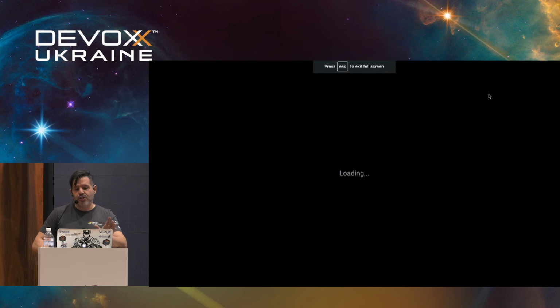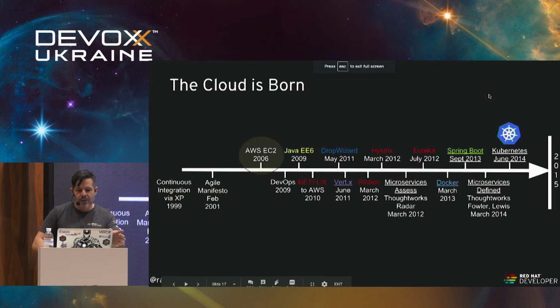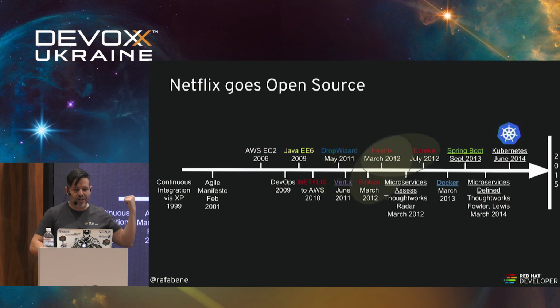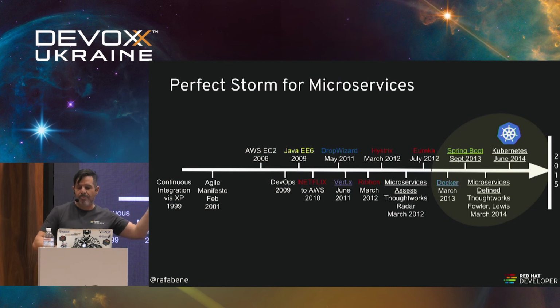Just a short history of microservices. You can see that in 2006 the cloud was born. Dropwizard and Vert.x became very famous in 2011 with the fat jars. Netflix went open source with Hystrix, Eureka, Ribbon, probably what you use, in 2012. And that created the perfect storm with Spring Boot, Kubernetes, Docker, and microservices was defined in the ThoughtWorks radar.